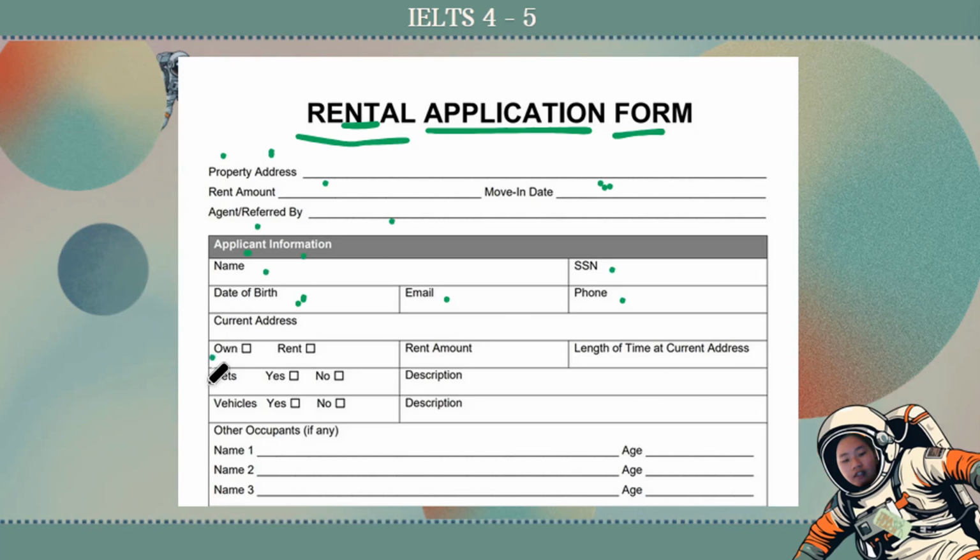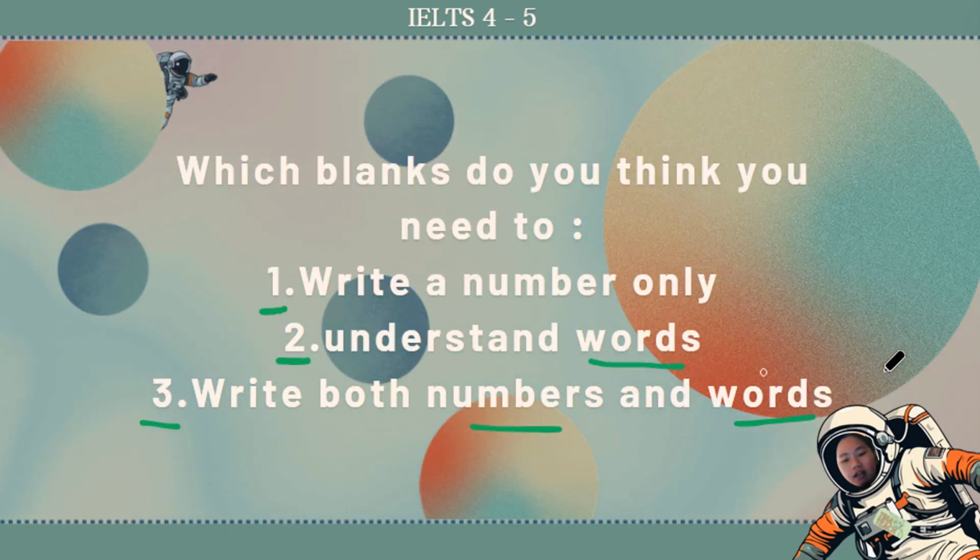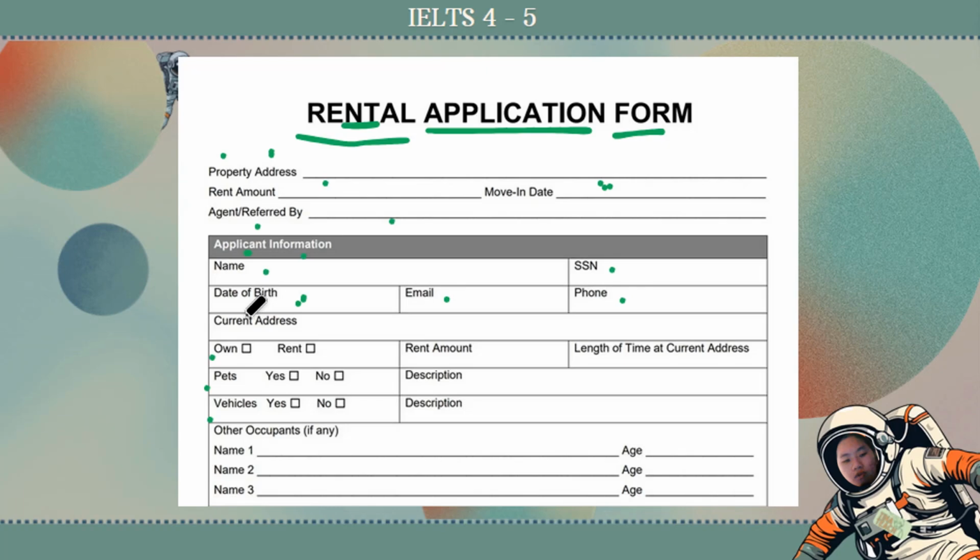Now we have these 3 sections over here. Since we don't need to fill out anything, all we need to do is to understand the words. So, own or rent. Well, this is a rental application form. We want to rent. And pets, yes or no, depending, right? And vehicles, let's say cars, motorcycles, motorbikes, any form of transportation that you own. So you can either go yes or no.